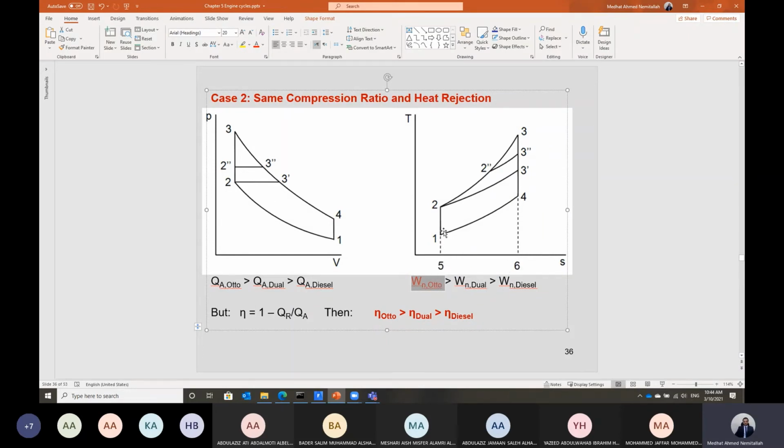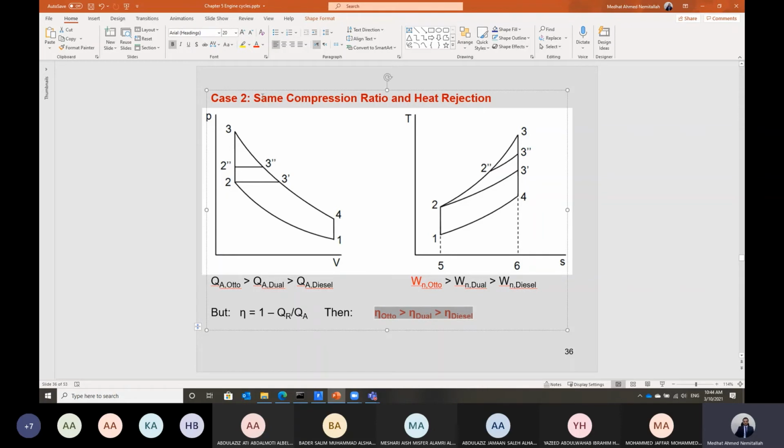If you also look at the TS diagram, you will find the area contained by the Otto cycle is the maximum in this case, which is 1, 2, 3, 4. The other cycles will have less area. That means they will result in less net work out. The Otto cycle will result in the maximum work out of the cycle, and also the efficiency of the Otto cycle will be the highest in this case.